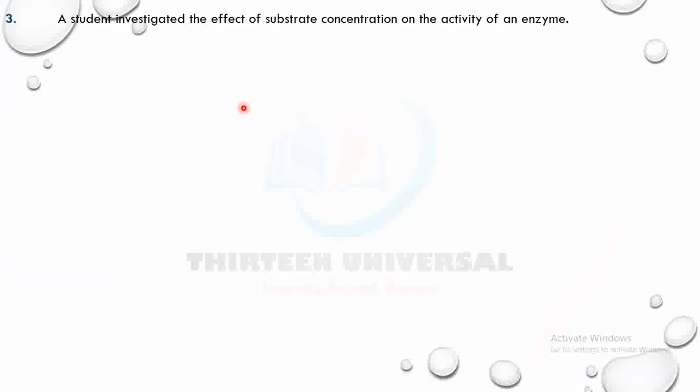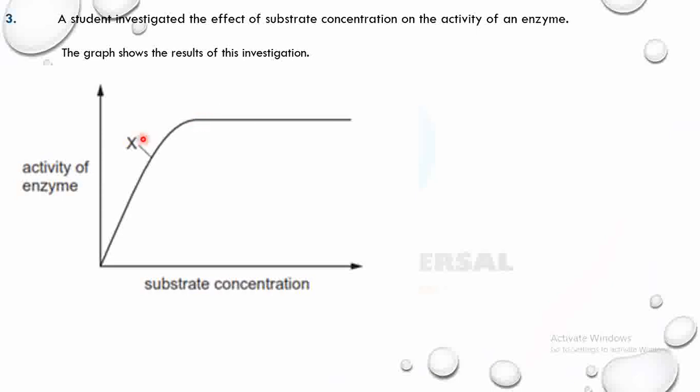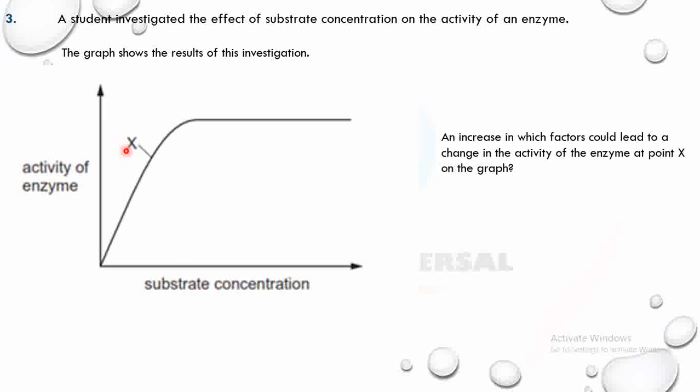Let's go. Students investigated the effect of substrate concentration on the activity of an enzyme. The graph shows the result of this investigation. Let's see the graph, guys. This is the activity, the dependent variable, always on the y-axis, and the independent variable, substrate concentration. So what do they want us to do?